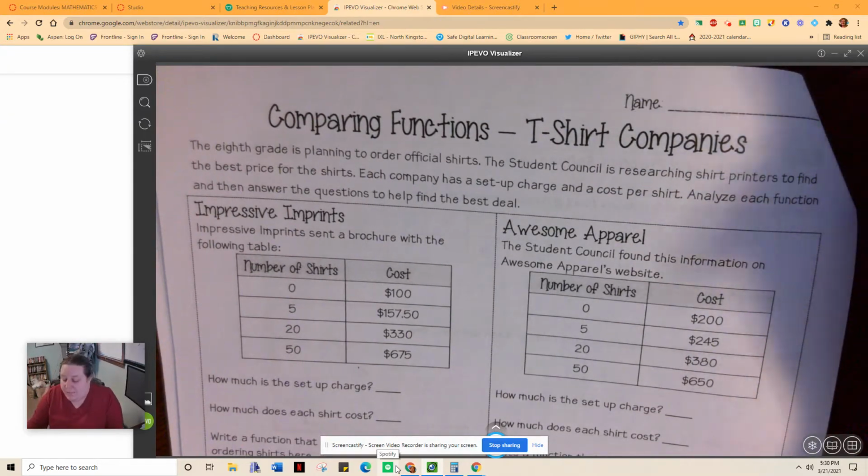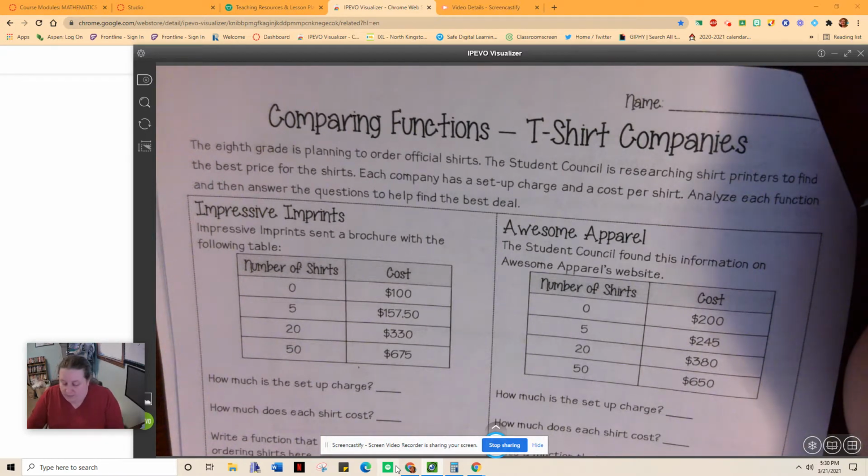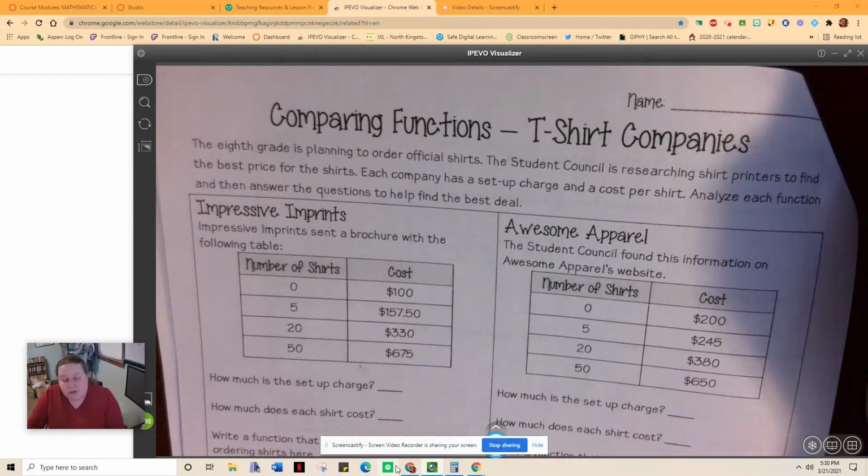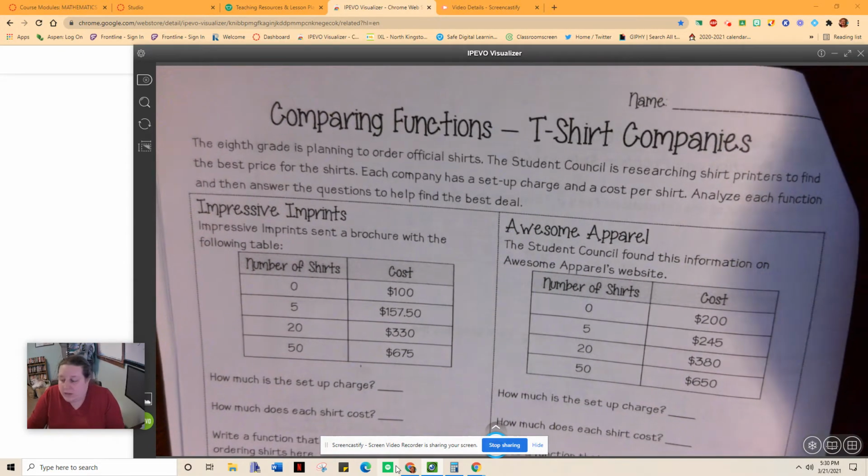Hi everyone, it's Mrs. Brimlow, and today we're going to look at some real-world examples of functions in table form and graph form and how to determine the slope and y-intercept and what they mean. We're also going to look at how to compare them as well.